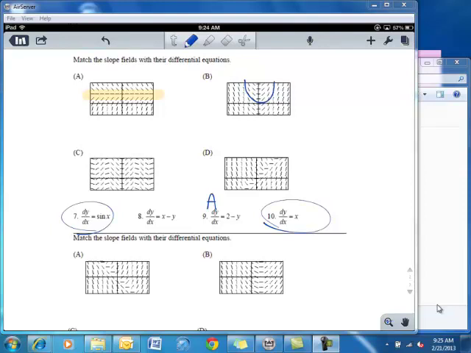What do you see with C? What kind of pattern do you see with C? It's cyclical, right? It goes up and down. So if we do B and C together here, isn't it pretty clear that 7 has to be matched with C, and 10 has to be matched with B? Both of those slope fields only depend on x, therefore you get the vertical pattern, but the cyclical nature of C and the non-cyclical nature of B helps you distinguish between them.